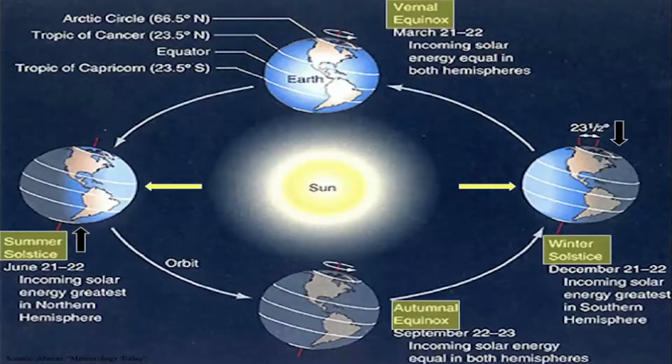So here's another graphic that says basically the same thing. On the winter solstice, the direct rays are shining on the Tropic of Capricorn. On either equinox, they're on the equator. And in the summer solstice, the first day of summer, the rays are shining on the Tropic of Cancer.